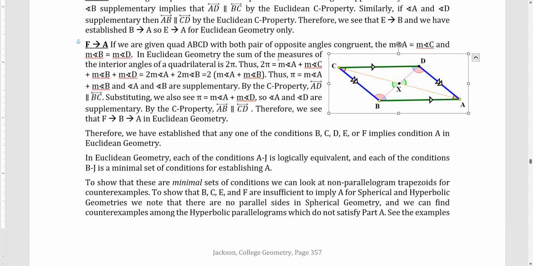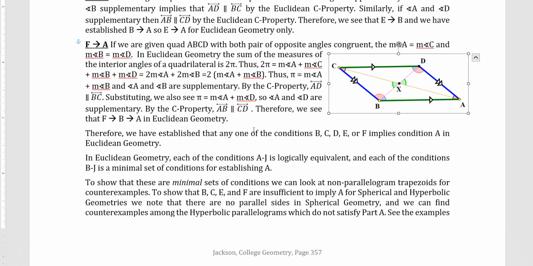So we got 2 pi is 2 times measure A plus 2 times measure B. Divide both sides by 2, and we get pi as measure A plus measure B. They're supplementary, and by the C property, that gives you a parallel. And we'll see that for both sides. So that makes it a parallelogram in Euclidean geometry.